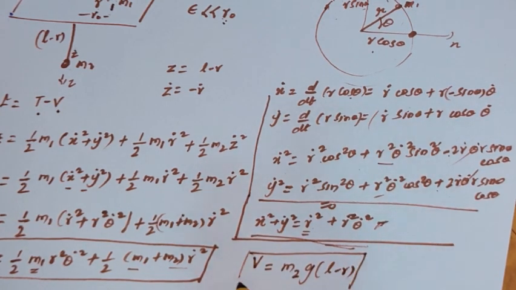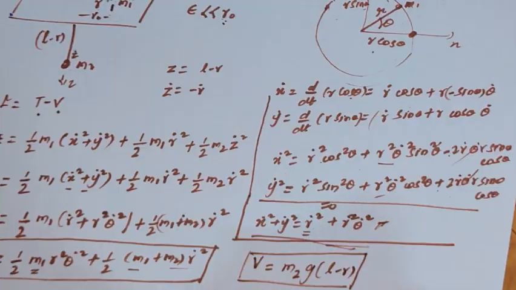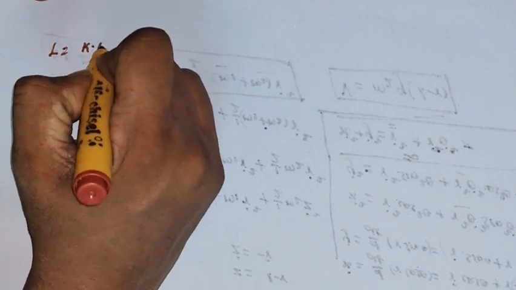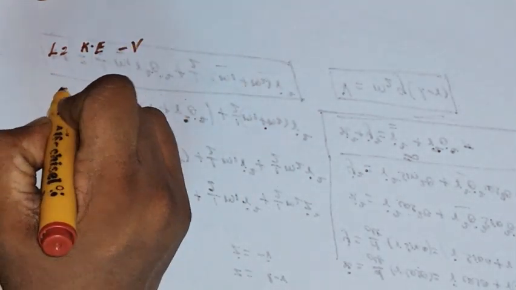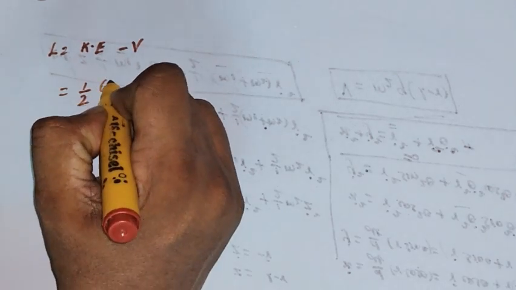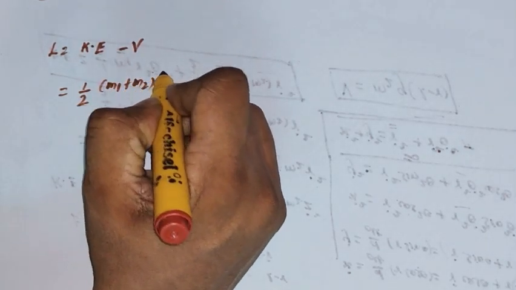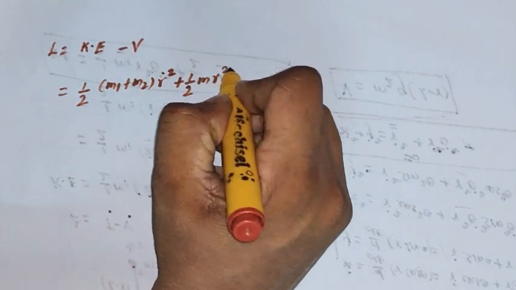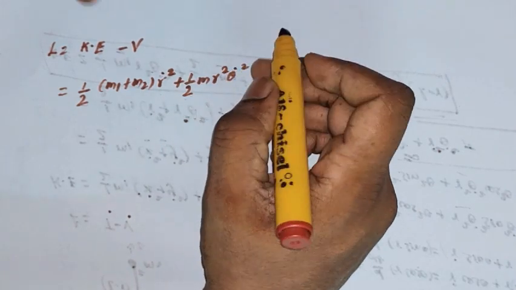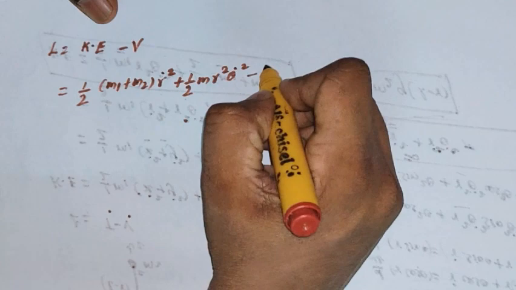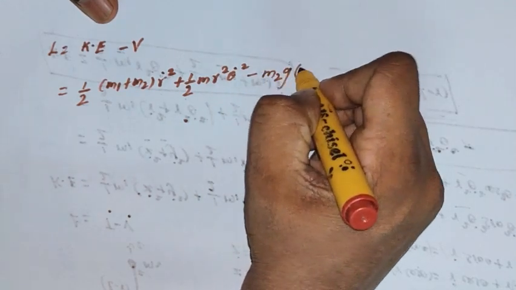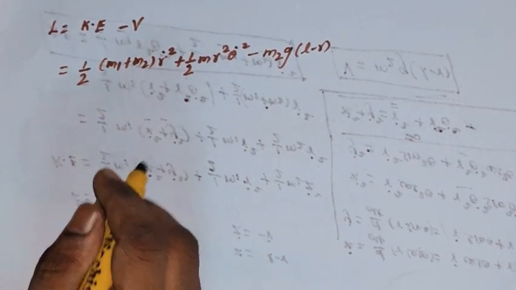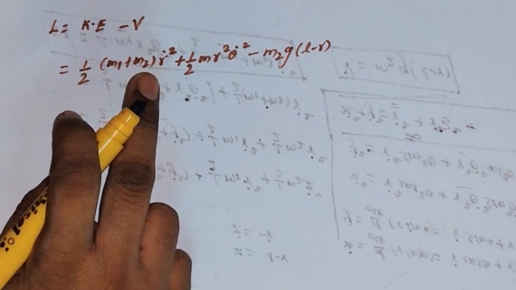Now we are ready to write the Lagrangian of the given system. So the Lagrangian is equal to the kinetic energy minus the potential energy. The kinetic energy is half of m1 plus m2 r dot square plus half of m1 r square theta dot square. This is the kinetic energy of the whole system, minus the potential energy m2 g (L minus r). Now we are ready to write the equation of motion for the Lagrangian, because here there are two coordinates.